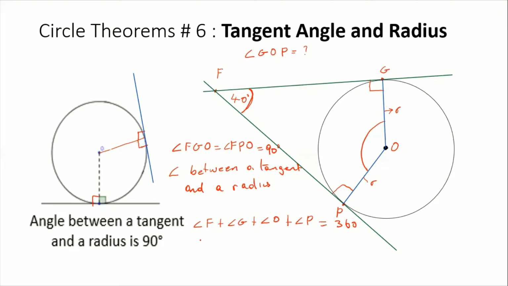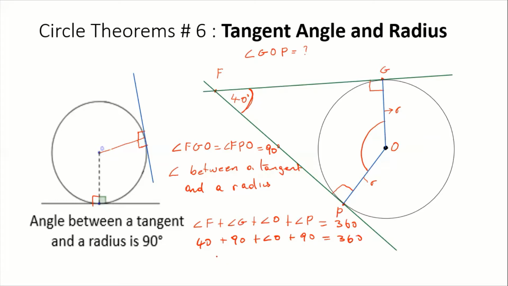What is angle F? That is just 40 degrees. So that would be 40 degrees plus G, that's 90, plus angle O. We don't know that, so just keep it as is, plus angle P, that's 90 degrees. It's going to equal 360 degrees, right? So it's just a matter of adding up these values. 90 plus 90 gives us 180, right? So 180 plus 40 gives us 220, right?